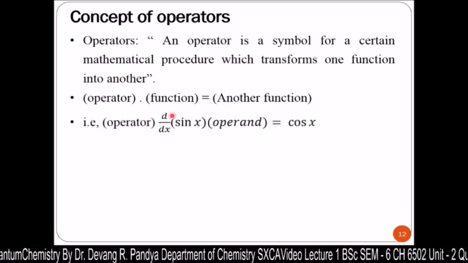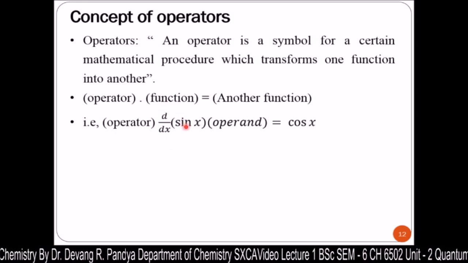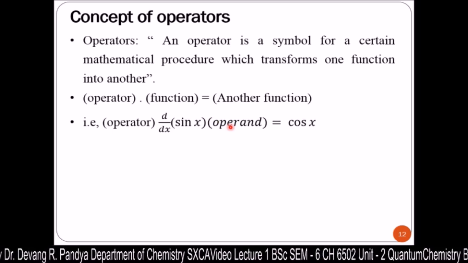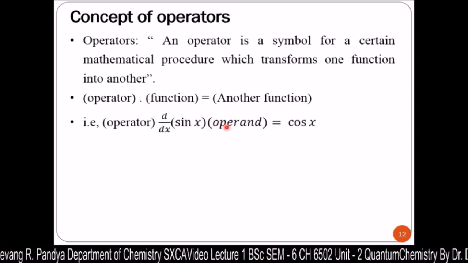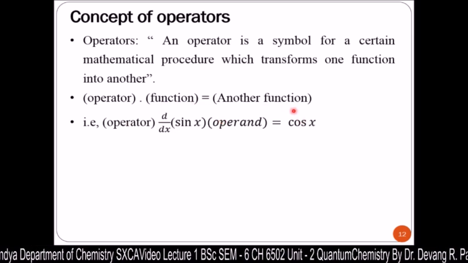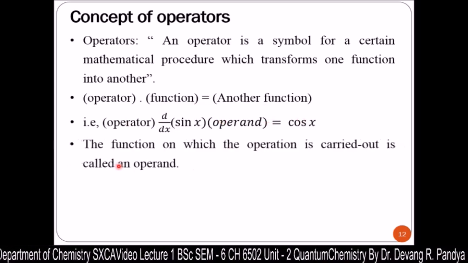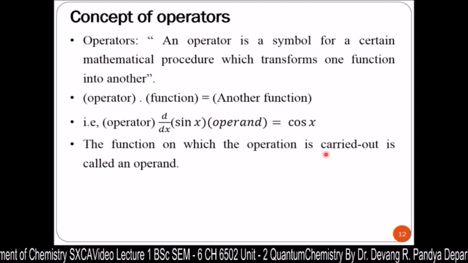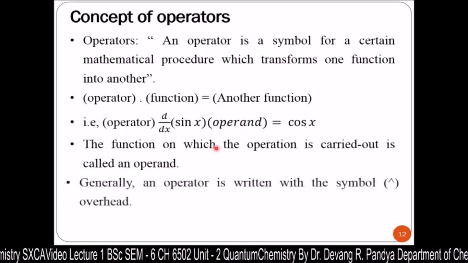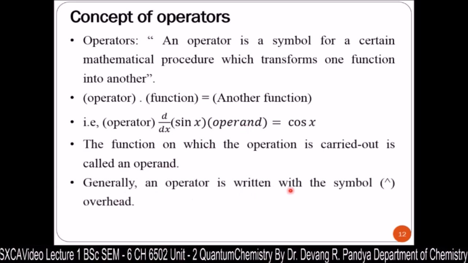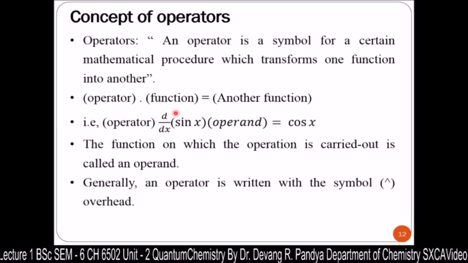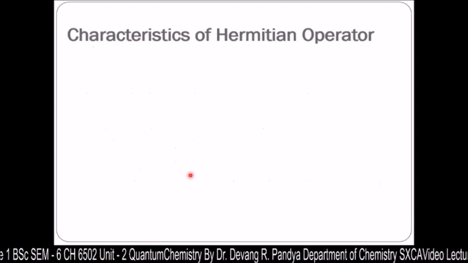Here we have the operator d/dx and the function sin x, and the function which gets operated on is known as the operand. An operator operates on an operand and changes it into another function. The function on which the operation is carried out is called the operand. Generally, an operator is written with a hat symbol overhead, so you can indicate it with the overhead symbol.